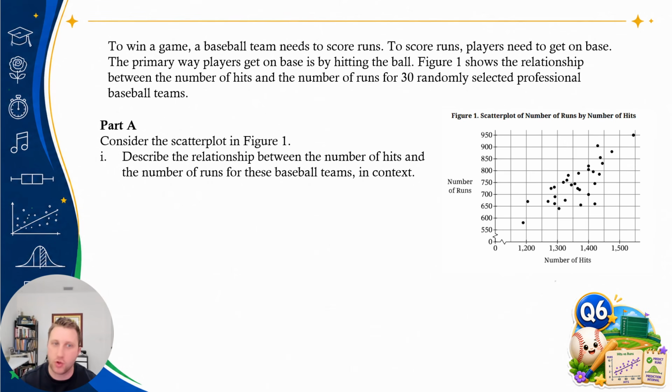I'm going to read you the question, but it says, to win a game, a baseball team needs to score runs. To score runs, players need to get on base, and the primary way players get on base is by hitting the ball. Figure 1 shows the relationship between the number of hits and the number of runs for 30 randomly selected professional baseball teams. Part A, we're being asked to consider a scatter plot of the relationship between the number of hits and the number of runs for these 30 teams. We're asked in part 1 to describe the relationship between the number of hits and the number of runs for these baseball teams in context.